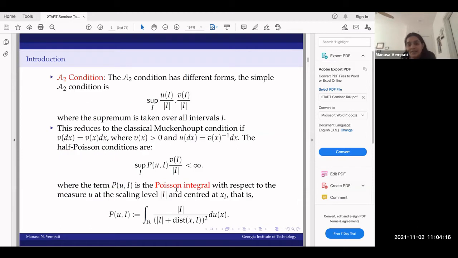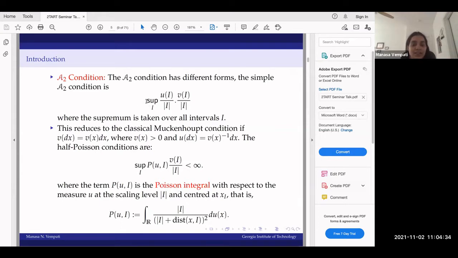In order to answer this problem for the Hilbert transform, there have been many tools like the testing condition, and one other tool that was used is the A2 condition. The A2 condition can have many different forms, and I'm going to state a few of those forms to get to the theorem that was proved for the Hilbert transform.